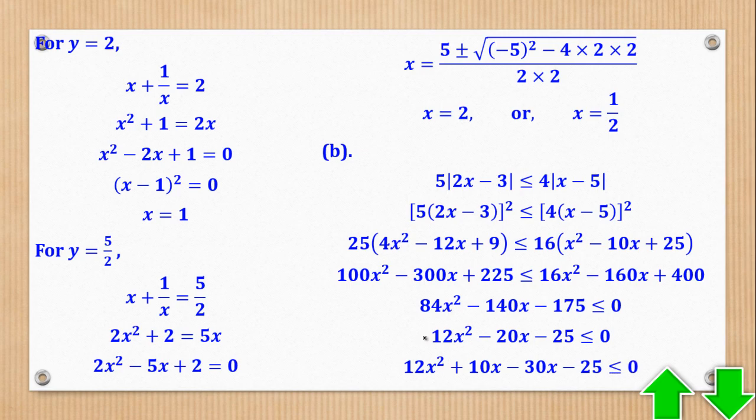Then now we have to factorize. So the 2 factors whose sum is negative 20 and product is this, which is negative, let's see, 12 times 25, which is 300, negative 300, are these ones. So when you add, you get negative 20. When you multiply, you get negative 300. So I can now factorize by grouping.